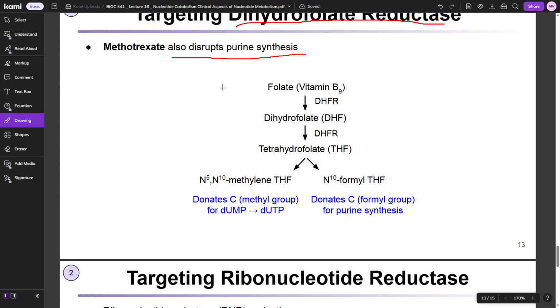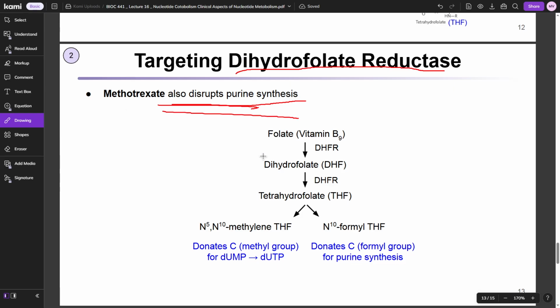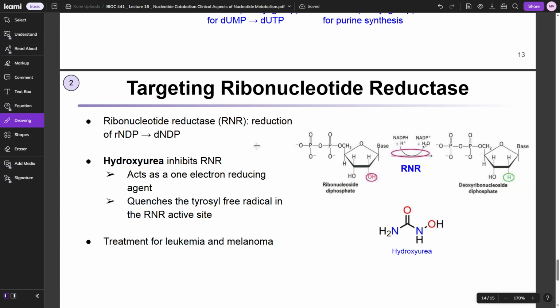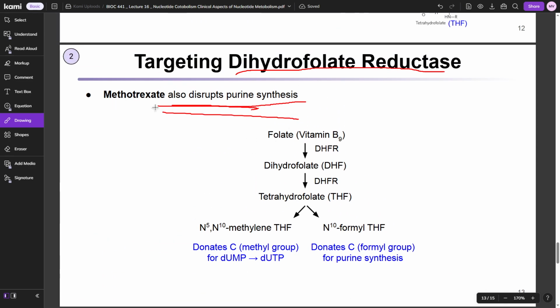So it's not the best to use that, because we still need to make normal purines. We just don't need dTTPs, right? Especially if our cells are not dividing. So that's why I would say that using something like 5-fluorouracil is probably a better option than using something like this, because this also affects your normal cells. Just to clarify that as well, if you use this and disrupt purine synthesis, you don't make ATP, and ATP is very important for all your cells, right?